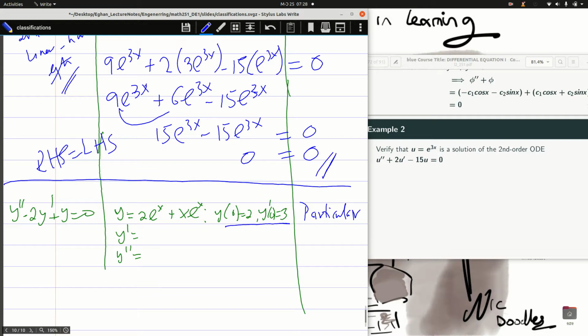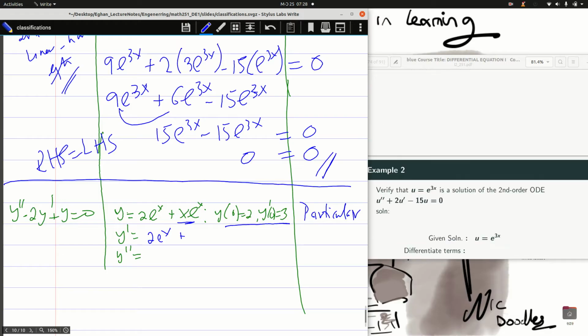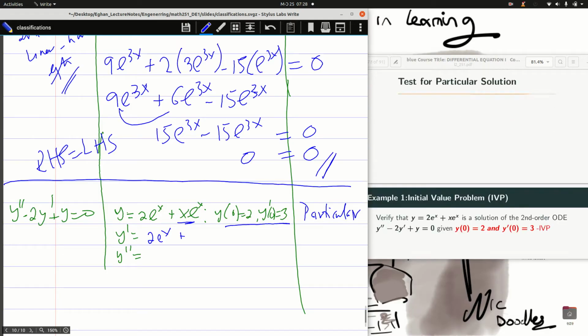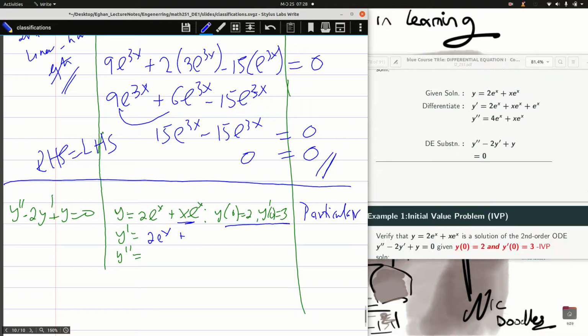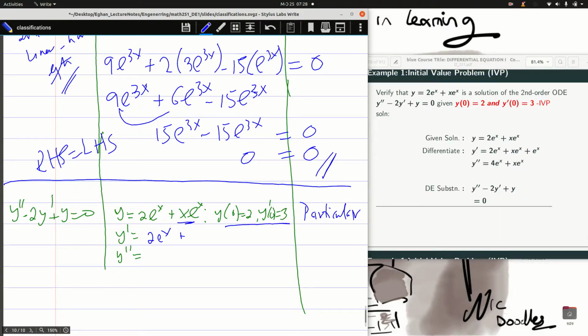Again, the highest order here is 2, so I differentiate it twice. The first derivative gives me 2e^x. This is a product rule, so you must know how to differentiate product rule. I already have my solution in my slide, so I'll quickly go through that. And that gives me, I maintain one and differentiate the other, plus I maintain one and differentiate the other. That is product rule.